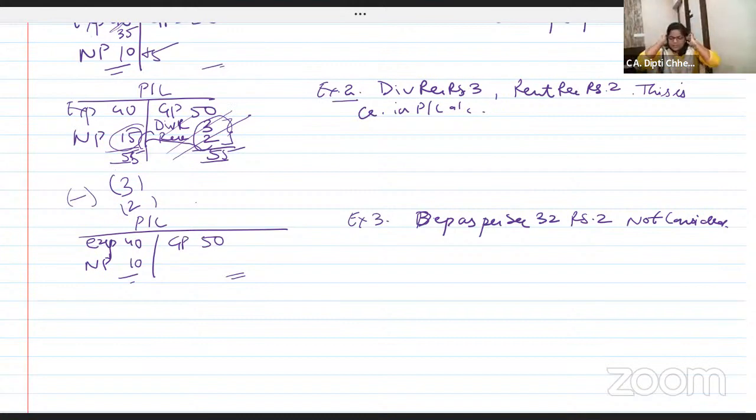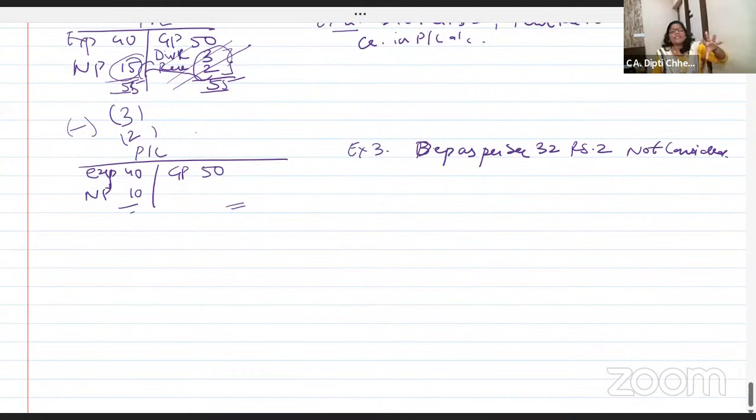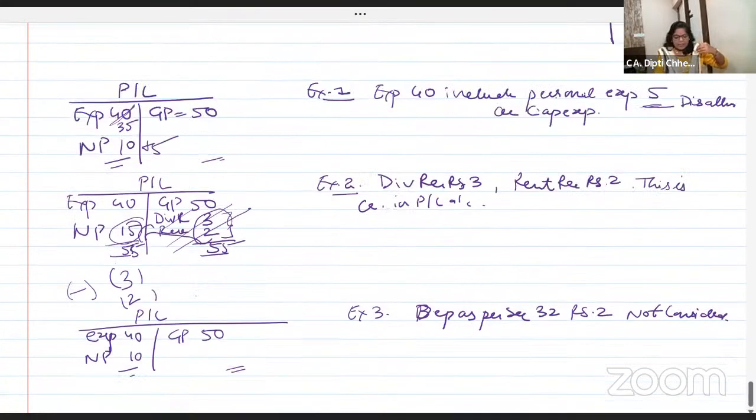So certain expenditures are allowed under business head. But they are not considered. Like 2 rupees is the depreciation you have calculated as per the block of asset method. Depreciation as per books, so you will add back, disallowed. First example mein aa gaya.